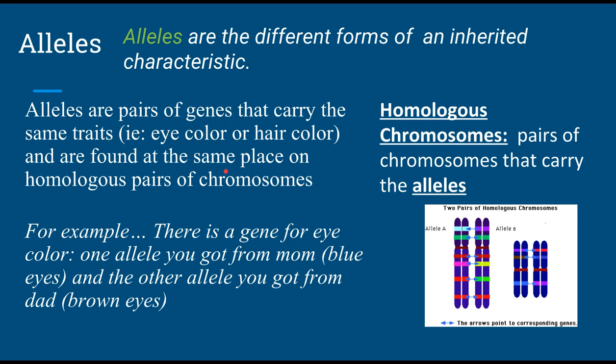Alleles, don't spend too much time on this. These are just different forms of the inherited characteristics. For example, if the gene is for eye color, the allele would be the genes that are coding for a particular eye color. Like if you get the blue allele from mom for eye color, you get the brown one from dad. So they're different forms of the same gene. And they're always lined up together on chromosome pairs. But don't worry too much about alleles. I just want you to be familiar with that word, that they're different forms of an inherited characteristic.